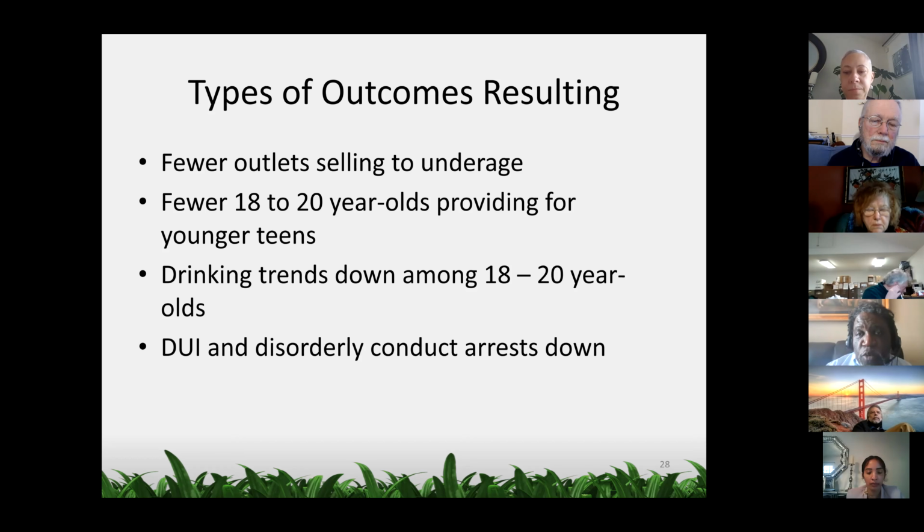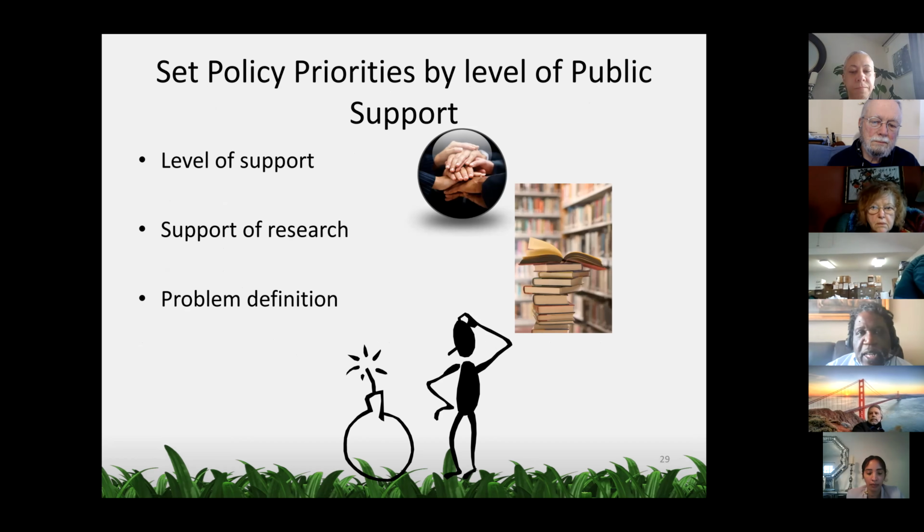That's good prevention work. So you set priorities by the level of public support. If you want people to help you make change about access and availability, it's really about the level of community support, the norm around that community support, and what the research says about it, because you always have to have that data to help people understand why this change is important. And ultimately, you've got to define the problem.